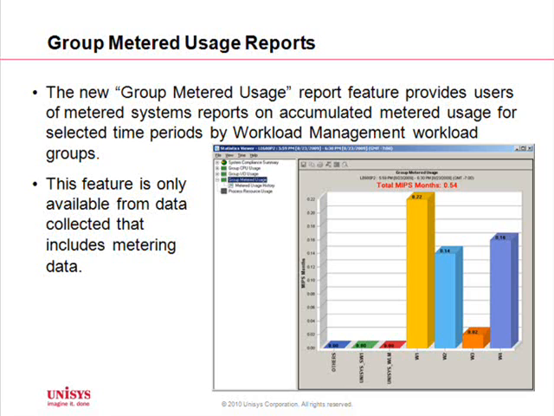A new first-level node has been added to the statistics viewer called Group Metered Usage. This new node displays a summary bar graph of the total metered usage of each workload group in the requested time range. This report feature is only available for data that include MIPS and RPM data collected from metering systems. For data collected from non-metered systems, the Group Metered Usage Report node is not enabled.